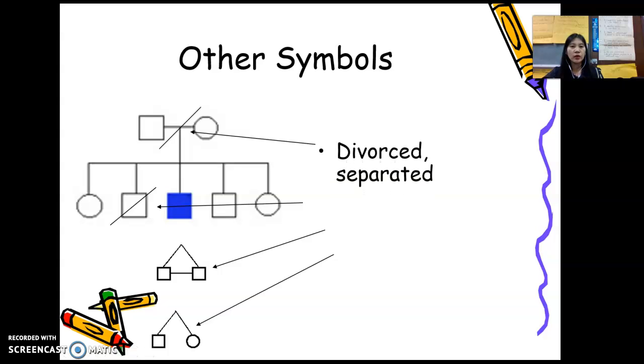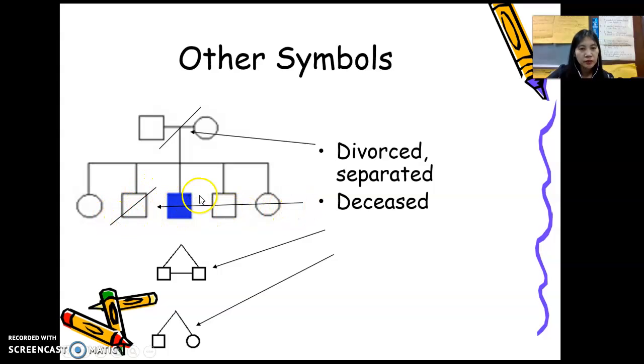What about here? What symbol? So when you say cross out, because if there's no cross out, it's a marriage. So if it's crossed out here, it's divorced or separated. What about here? If this is crossed out, it means the person is deceased or passed away already.